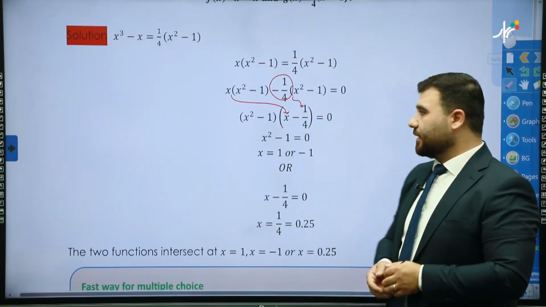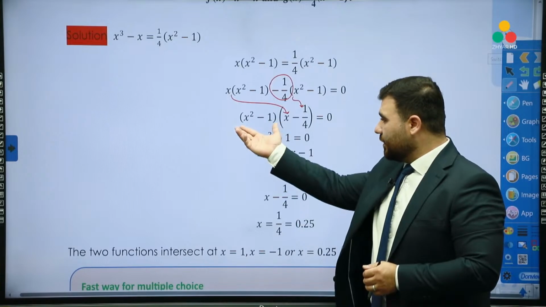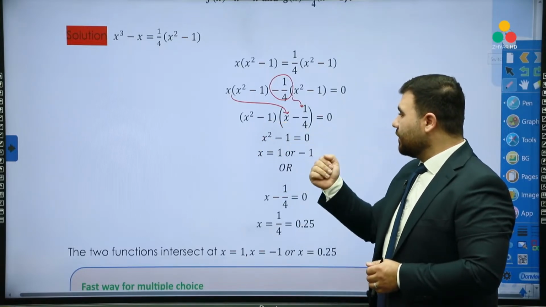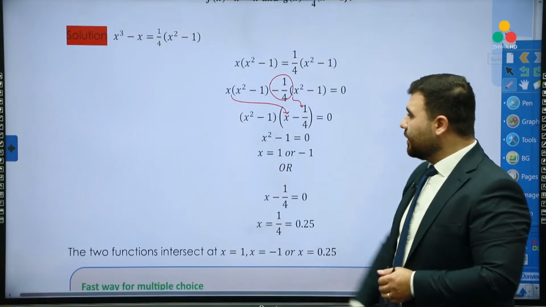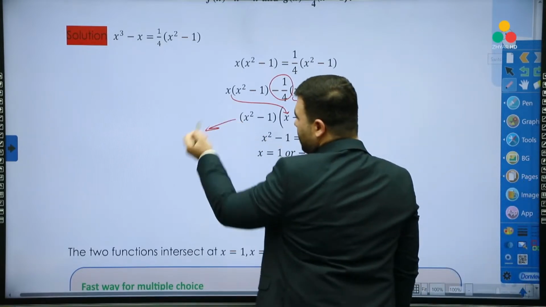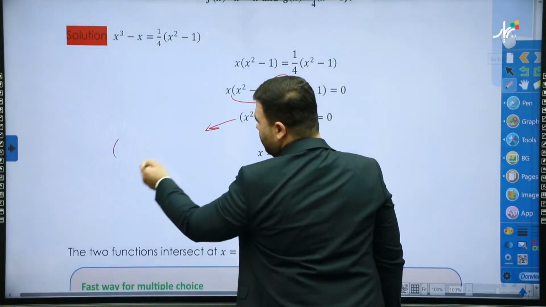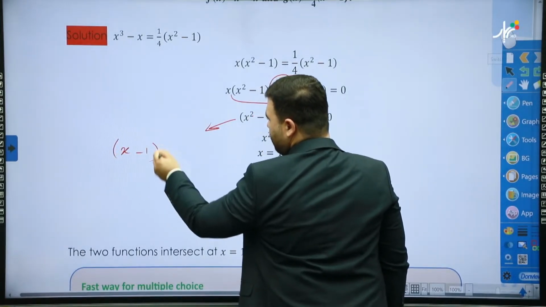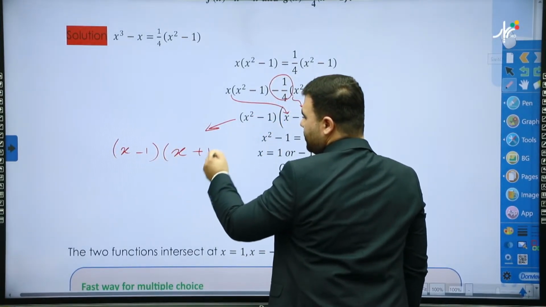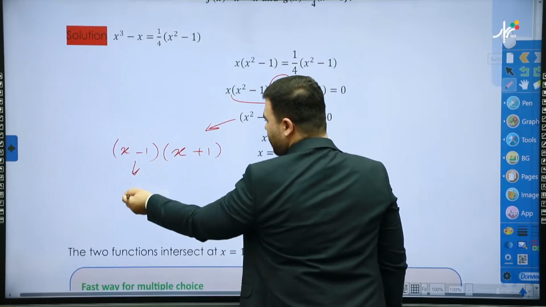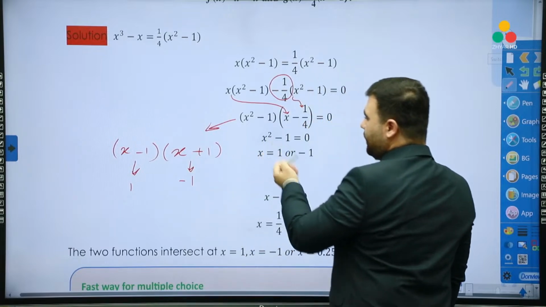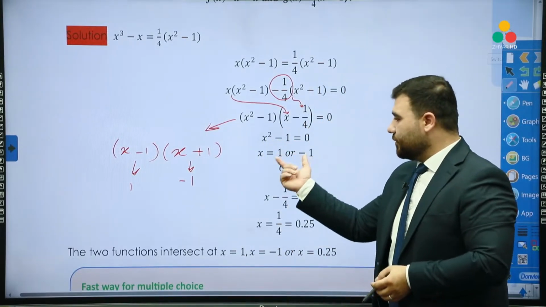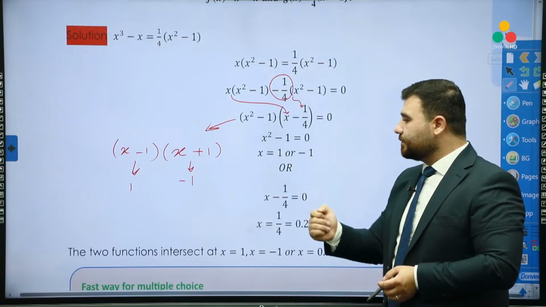Now the zero product again appeared. I have this bracket multiplied by this bracket. The result is 0. X squared minus 1 will be a difference between two squares. It will be two brackets. X minus 1, x plus 1. This is 0 at 1. This is 0 at negative 1. This is why x squared minus 1 equal to 0 has two solutions.